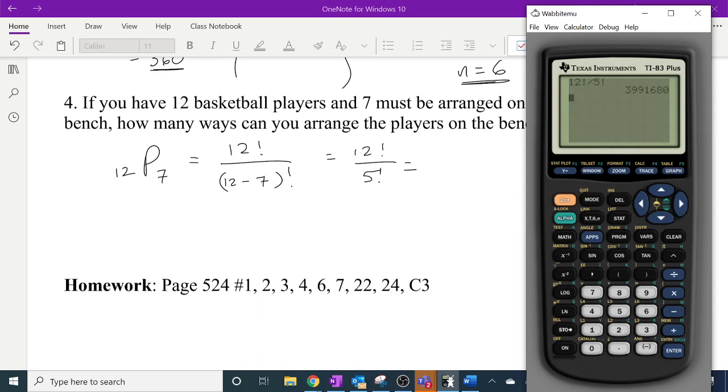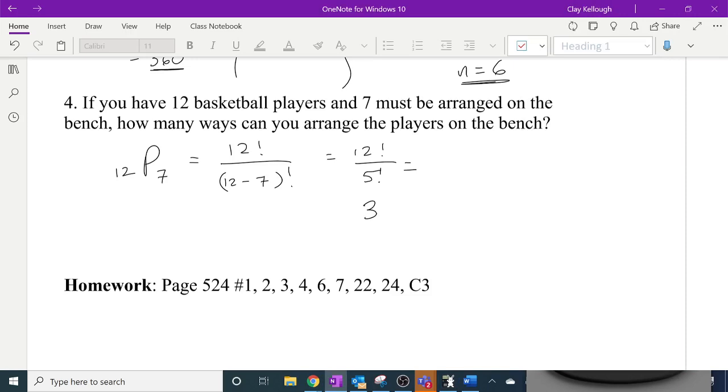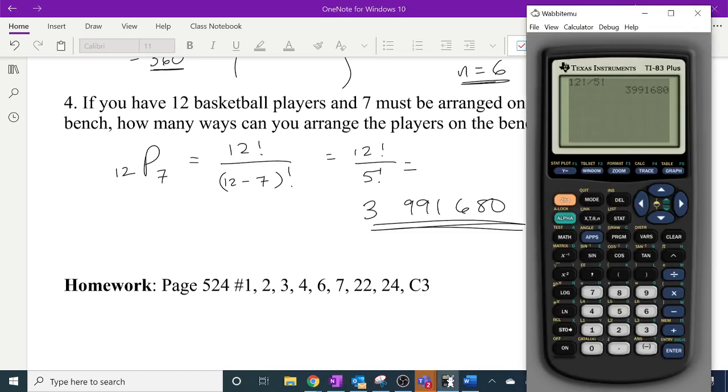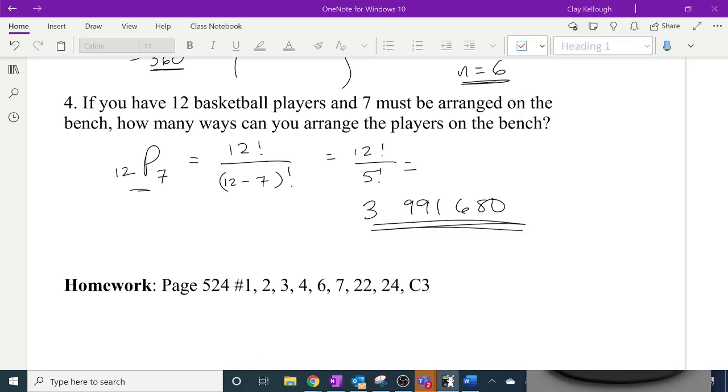3 million, no, 33 million, yeah, 3,991,680. Holy cow, do the numbers ever get big. Isn't that amazing? Arranging 7 people and I had 12 to choose from, and there's almost 4 million ways I could do it. Can I point out to you that most scientific calculators actually have a permutation button, so I could have just entered it right from here.